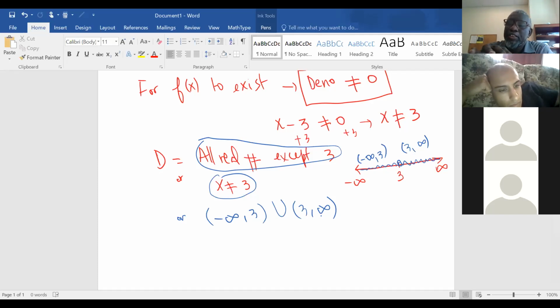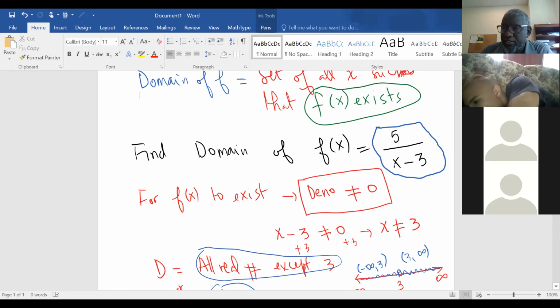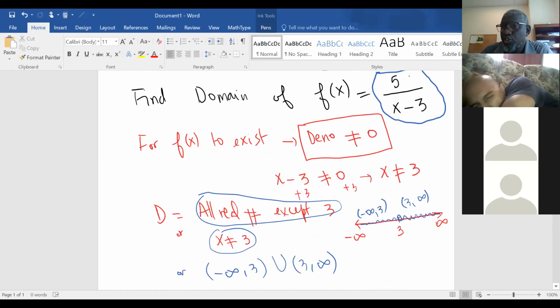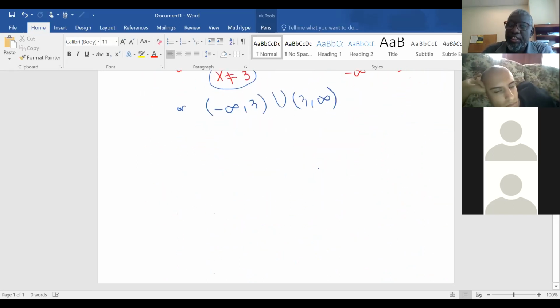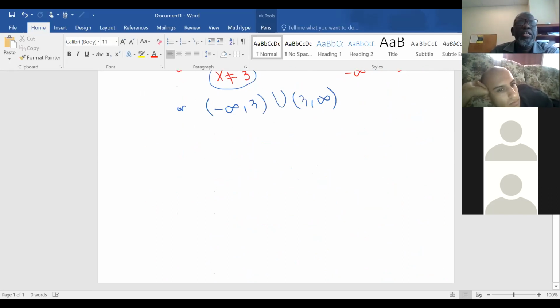You see here, again, for any rational function that only has a denominator like this, if you want to find the domain, you focus on the denominator. We almost don't care about the numerator, right? So I'm going to give you some of them. Find the domain and write as an interval. This is how you're going to see it on the test.